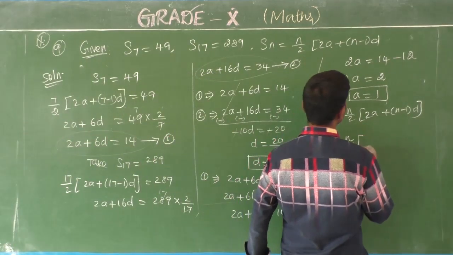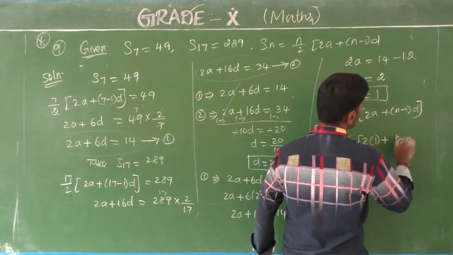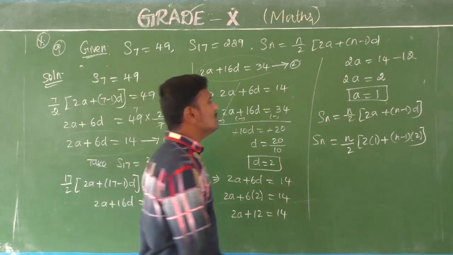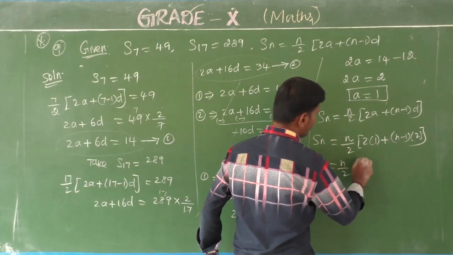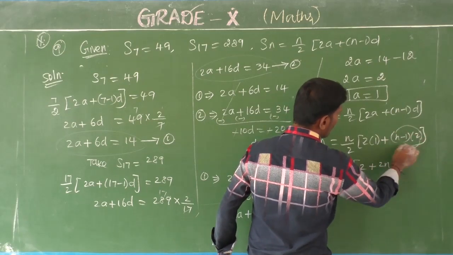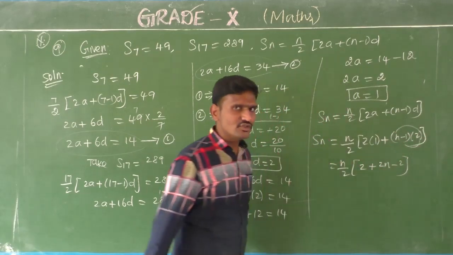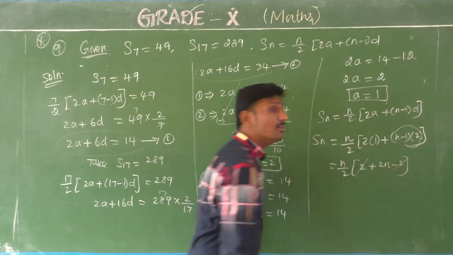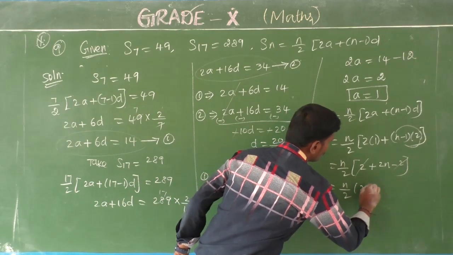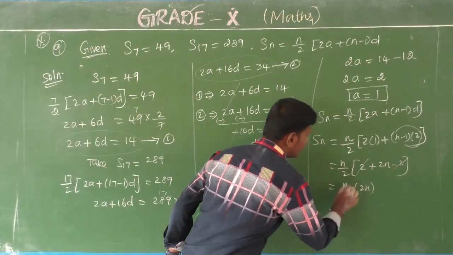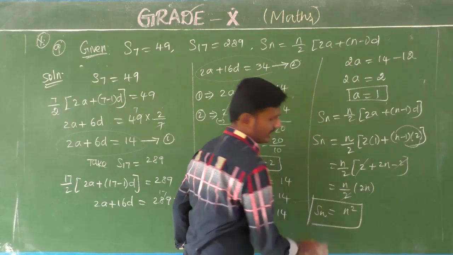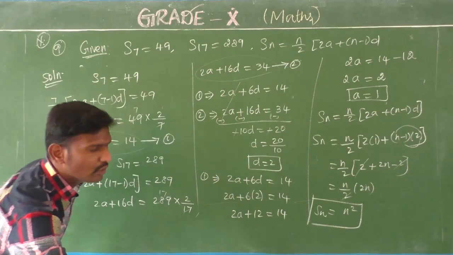So 2 into 1 plus n minus 1 into d which is 2. Now I am going to simplify this to get n by 2 into 1 two is 2 plus 2 into n, 2n, minus 1 two is minus 2. Yes, student. Now plus 2 and minus 2 on both sides cancel. So the remaining is n by 2 into 2n. Now 2 and 2 also cancel. n into n, n square. Yes, student. Have you got this?